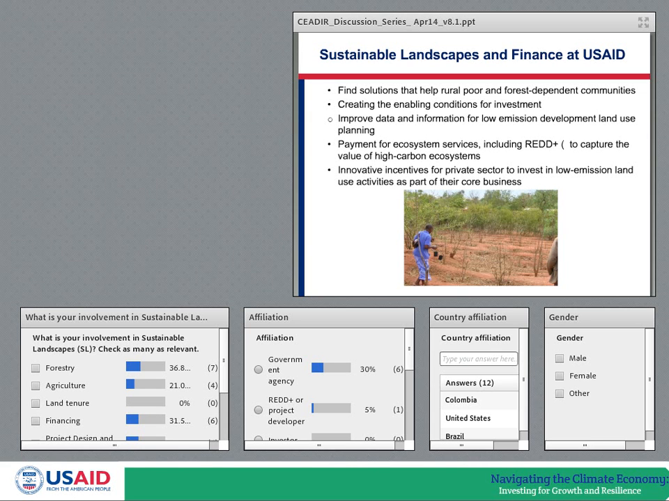And we're working some with payment for ecosystem services, including REDD+. We'll explain that acronym in a few moments. The aim is to capture the value of high carbon ecosystems, and to develop innovative incentives for the private sector to invest in low emission land use activities as part of their business.